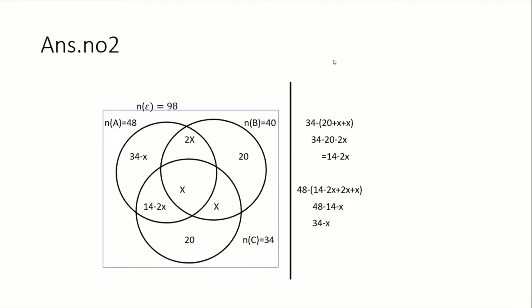I don't know really whether the question has been answered the way you wanted. Vivian, can you ask? Vivian, unmute and ask. I'm not getting how she got the 2x for A intersection B, and also how she got 14 minus 2x for A intersection C.